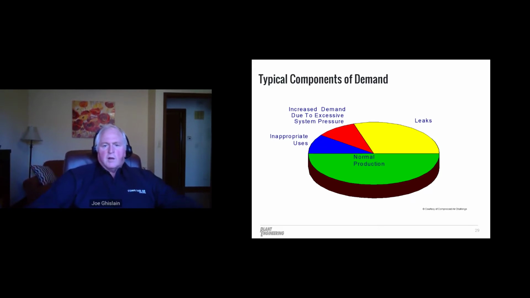This is really to talk about the demands and the demand components, because again, that's where you want to go through and get it. So this gives a typical chart of demand. Production is about 50%. This shows about 1/3 of it in leaks. And then we have another about maybe 15% of it that's in inappropriate uses, and another 15% that may be in increased demand due to excessive system pressure, and that's called artificial demand.